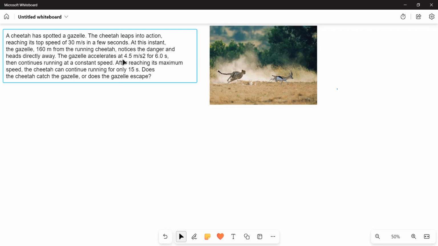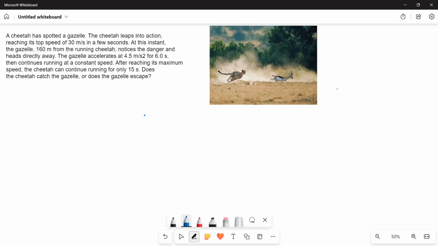The gazelle accelerates at 4.5 meters per second squared for 6 seconds, then continues running at a constant speed. After reaching its maximum speed, the cheetah can continue running for only 15 seconds. Does the cheetah catch the gazelle or does the gazelle escape? Okay, this is the question. Now we have to solve the problem.